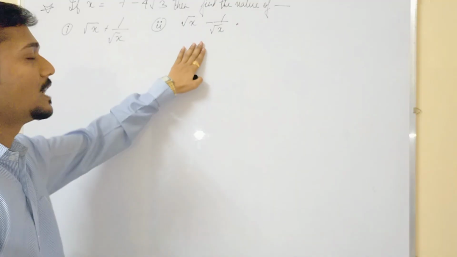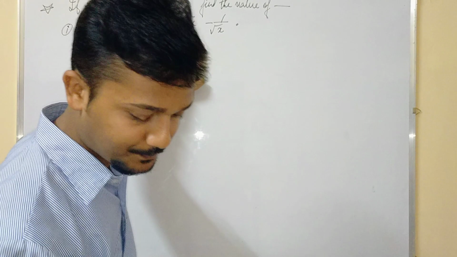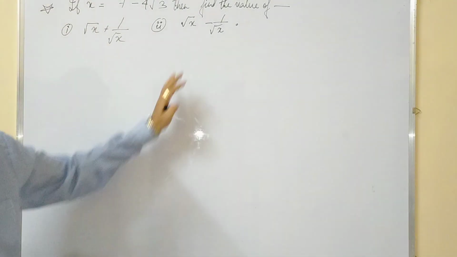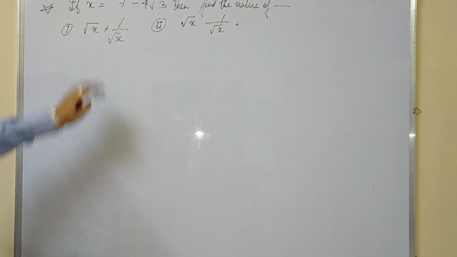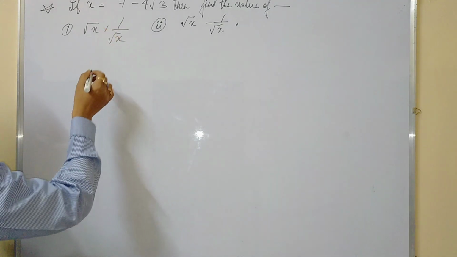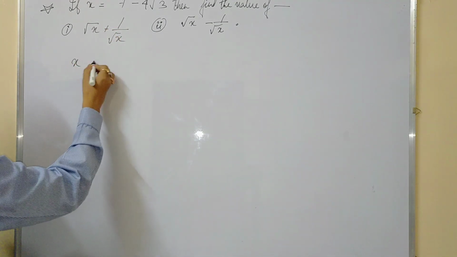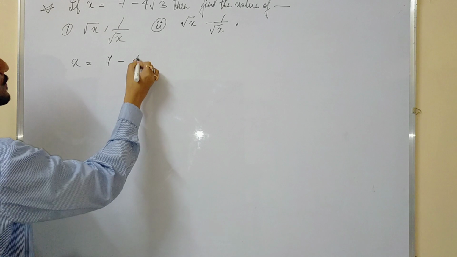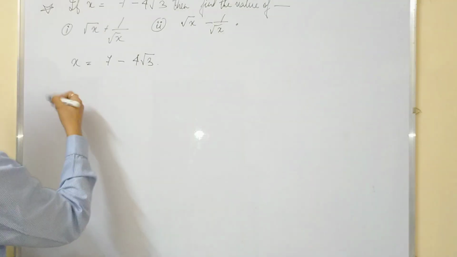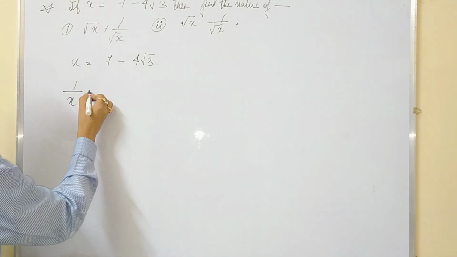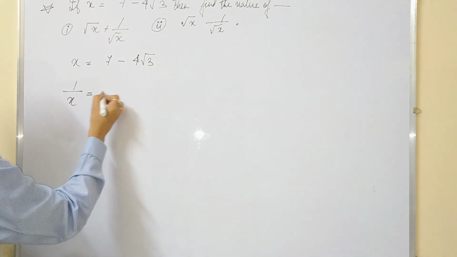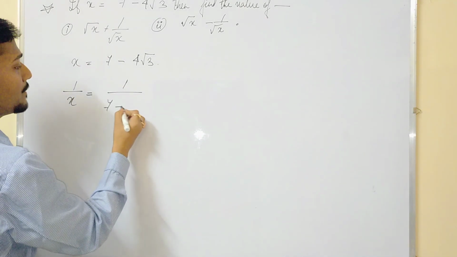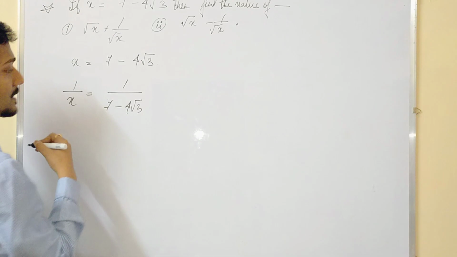Out of the two, I will be solving only one. So I will try to solve this one first: root over x plus 1 by root over x. So what is the value of x? x is equal to 7 minus 4 root 3. What will be the value of 1 by x? It will be 1 by 7 minus 4 root 3.